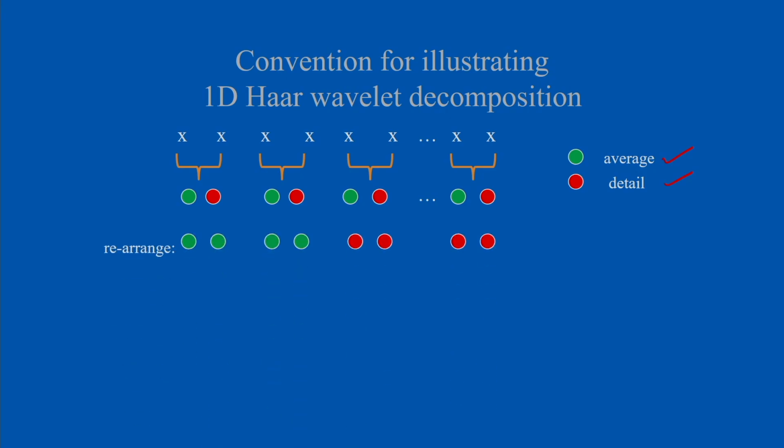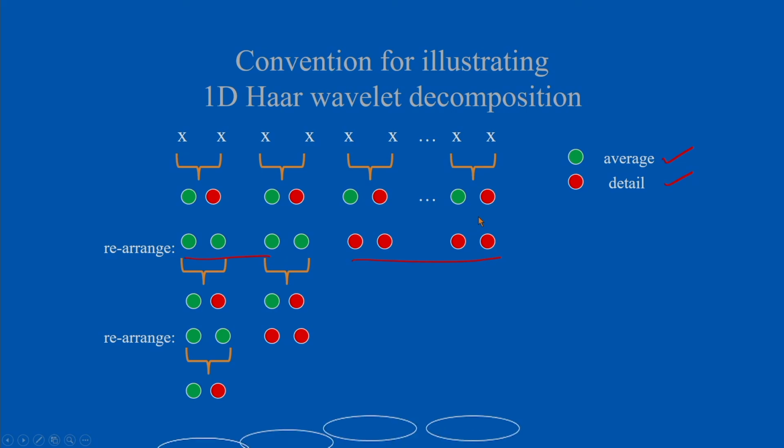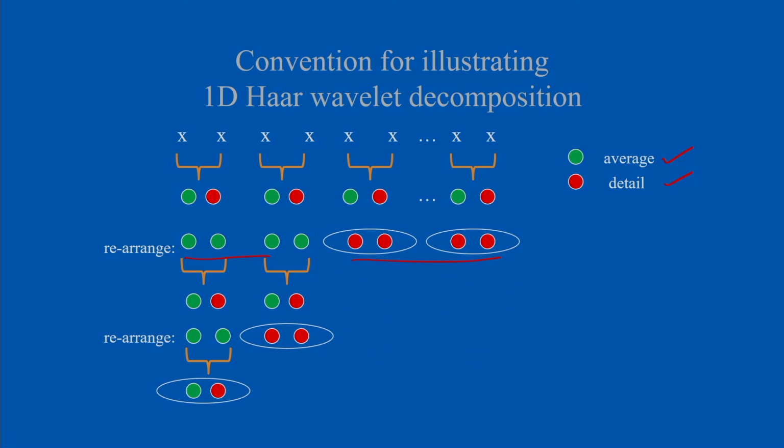After this, what you can do? You can rearrange these values like this. So the greens you can rearrange and the red you can rearrange like this. After this again I can determine the approximate value and the detail value, the average value and the detail value. After this again I can rearrange. After this again I can determine the approximate value and the detail value, and finally I will be getting the signal after decomposition. So that means I have the one approximate component.